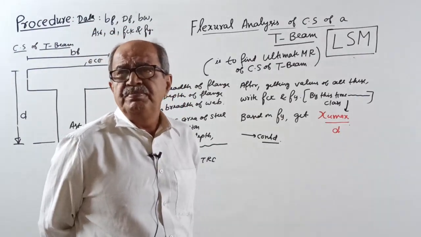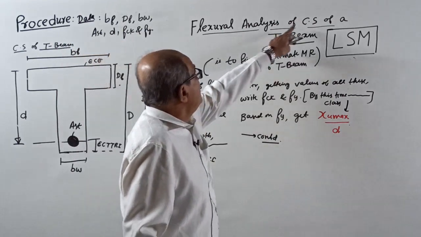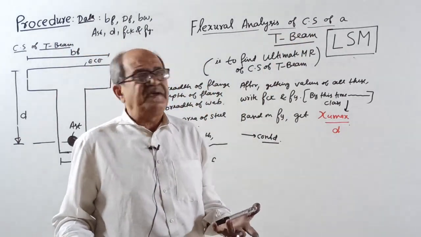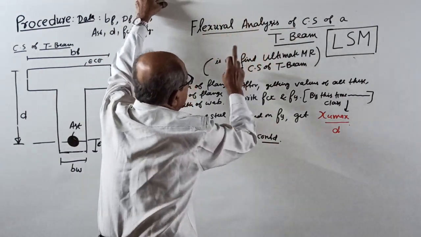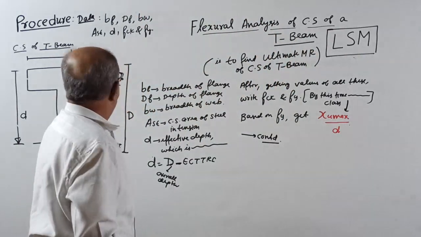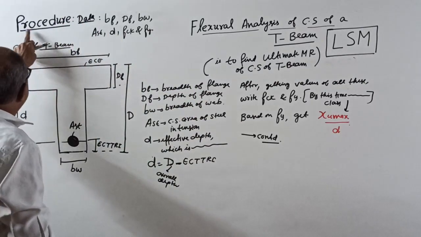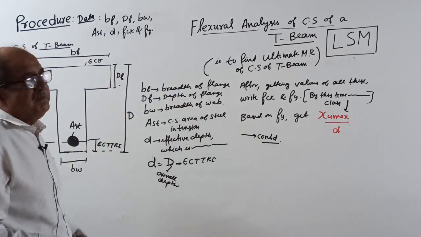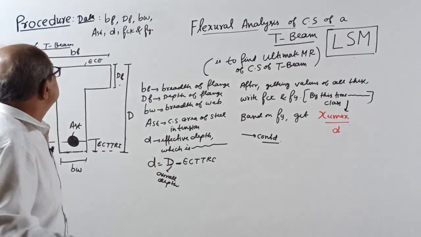Welcome to the second part of flexural analysis of the T-beam cross-section. I already told you, flexural analysis means finding the ultimate MR of the cross-section. Now, the procedure. Just follow the procedure and you will understand everything. When you solve a problem, you follow the procedure, and it will take you through till the answer.